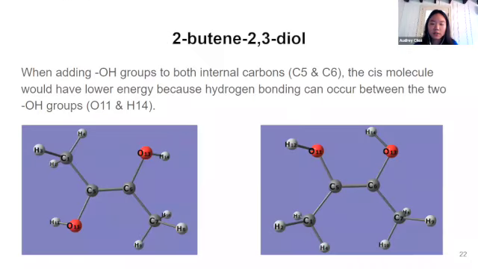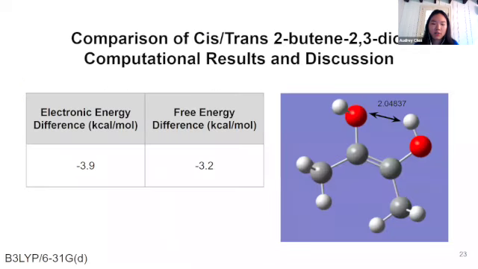And then I wanted to see with 2 hydroxyl groups, and so I added them to the internal carbons first, because there they would be close enough, or possibly close enough to have a hydrogen bond occur. And so I thought the cis molecule this time would have a lower energy compared to the trans. And my results did show this. You could see there was a more significant difference between the cis and trans molecule, and the negative just shows that the cis molecule was more stable than the trans.